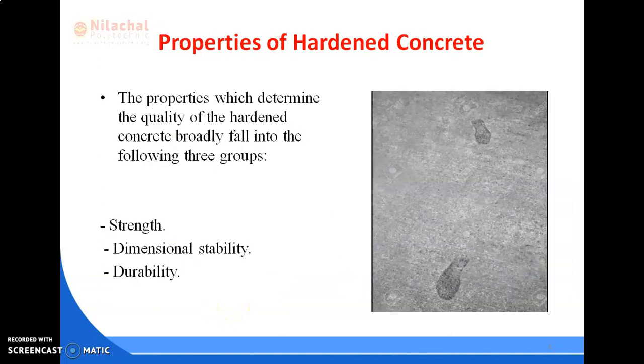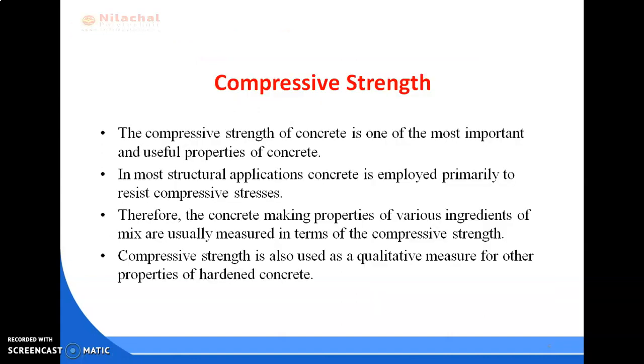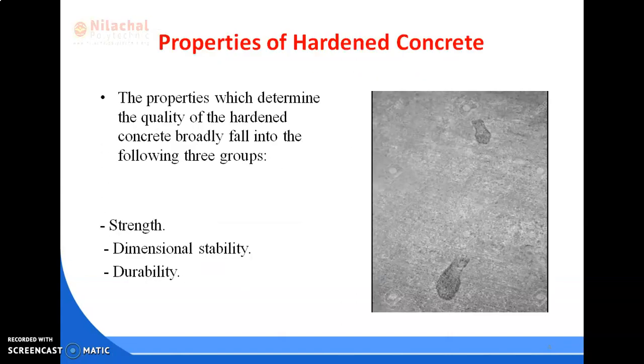Then let us discuss different properties of hardened concrete. The main properties are basically categorised in three ways: strength, dimensional stability and durability point of view. So, strength means compressive strength, and different types of strength are there, which we will discuss later.